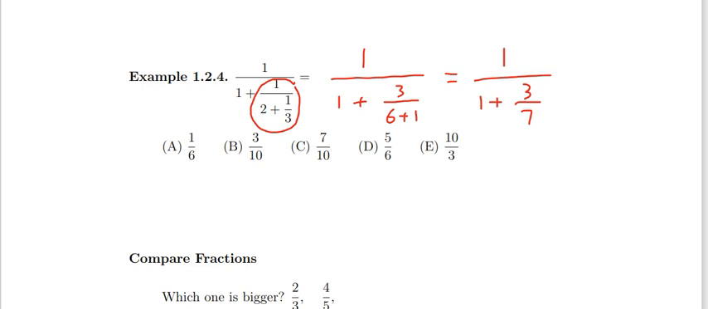So here we don't like this 7. So again, we need to do this. We should multiply by 7 for numerator and denominator. So here multiply 7, here multiply 7, and this multiply 7 becomes 3. So the final answer is 7 over 10, right?